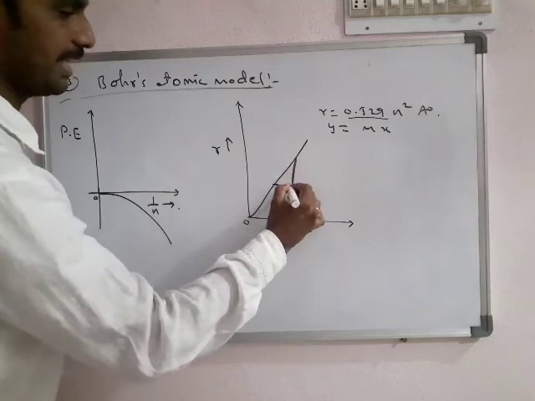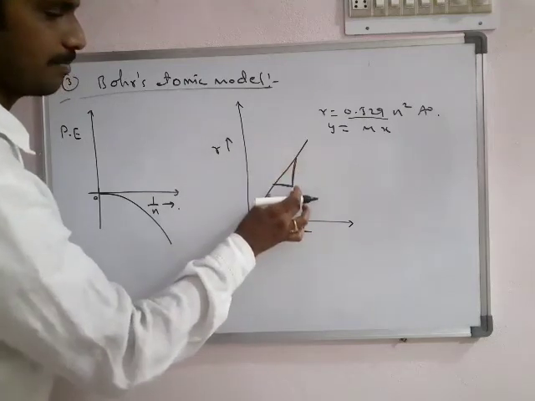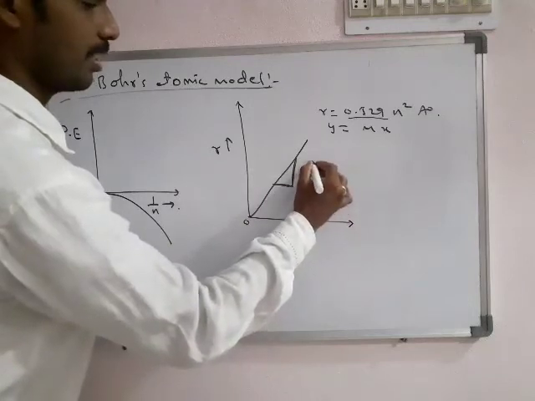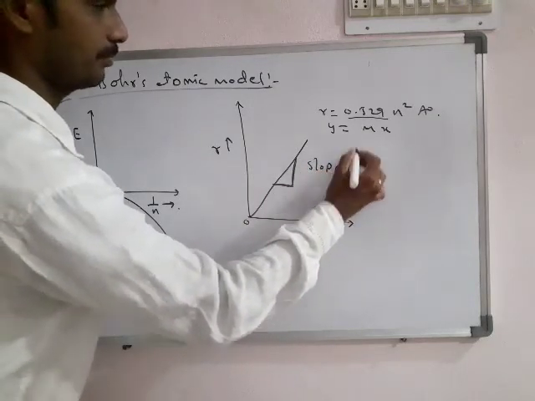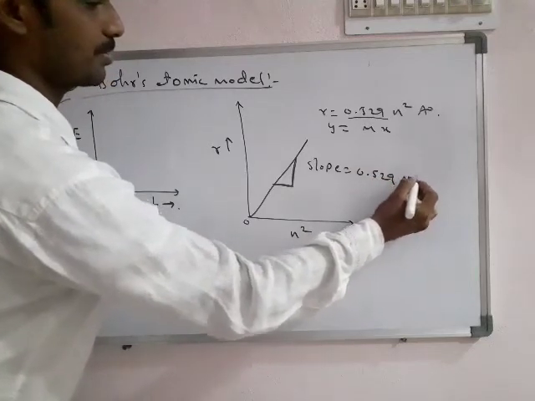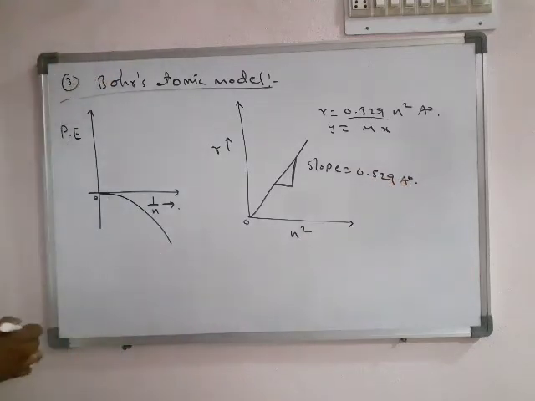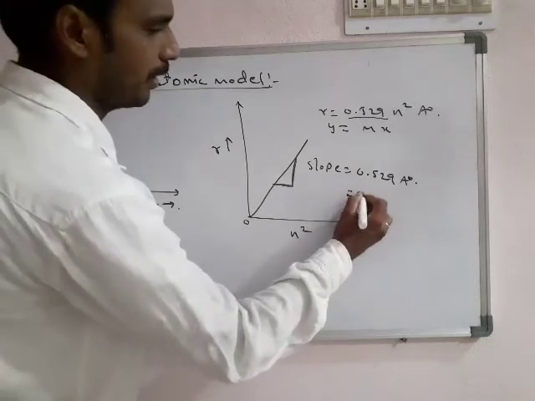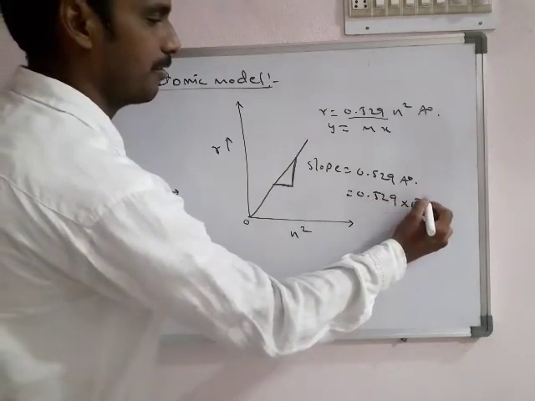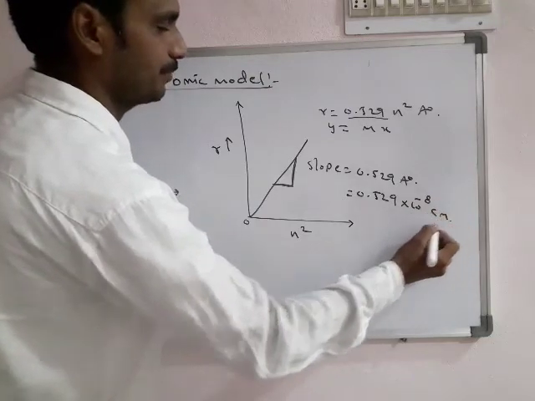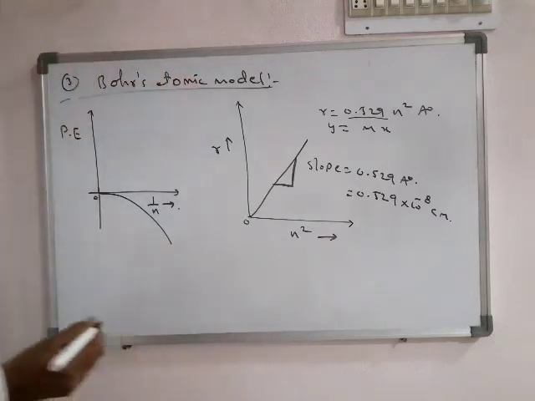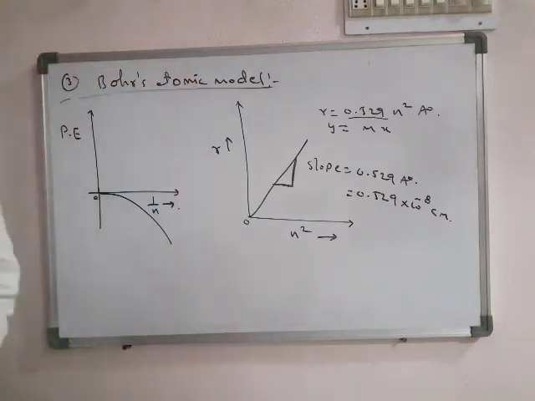Here what is the slope? The slope means dy by dx. Dy by dx is called slope, nothing but tan theta. Here what is the slope? 0.529 angstroms. Okay, or you can say the slope in terms of 0.529 into 10 power minus 8 centimeter. So this will be helpful in some problems also. Okay.